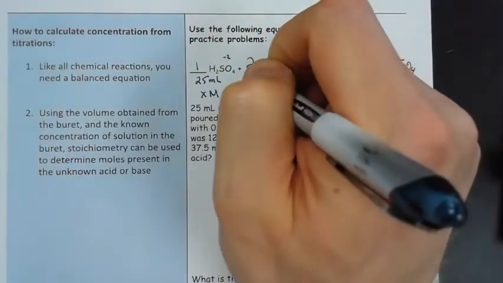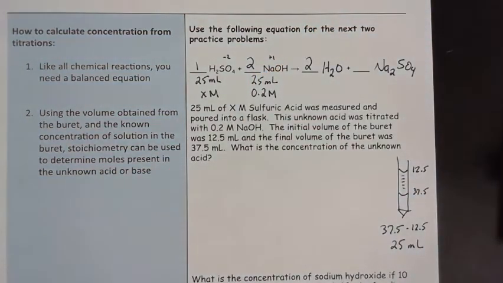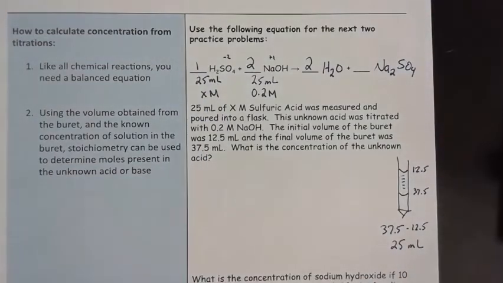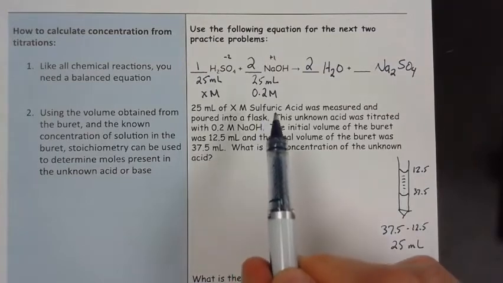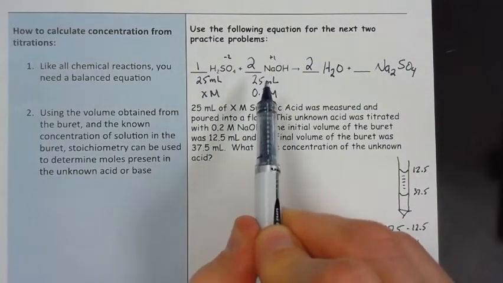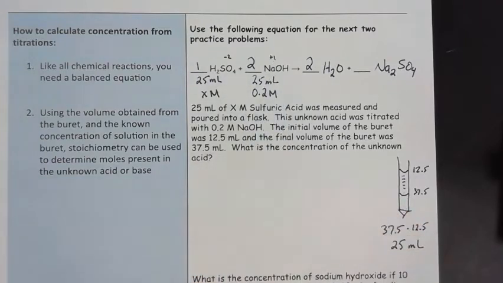Okay, so we used 25 milliliters of this 0.2 molar sodium hydroxide. What is the concentration X of this unknown acid? Well, one of the simplest things that we can do, because we have this 1 to 2 mole ratio, is we can use the volume and concentration of the sodium hydroxide to figure out how many moles were put into the reaction.